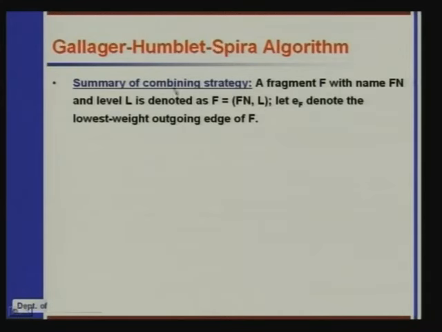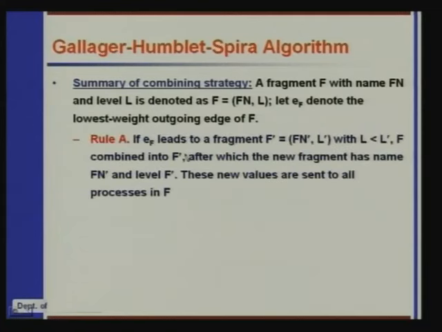So, this is the summary of the combining strategy. A fragment F with name Fn and level L is denoted as F equal to (Fn, L). This is the fragment name, this is the level, and let EF denote the lowest weight outgoing edge of F.